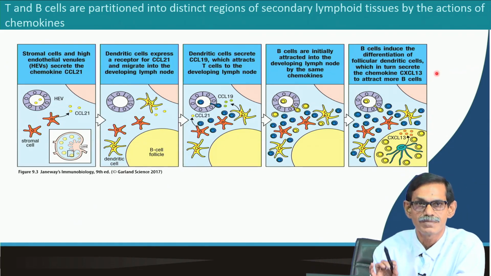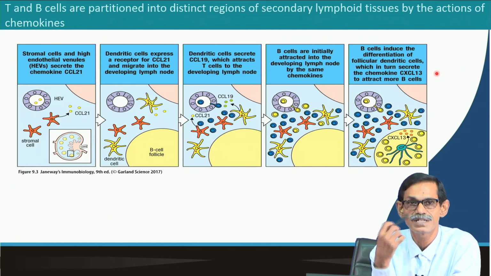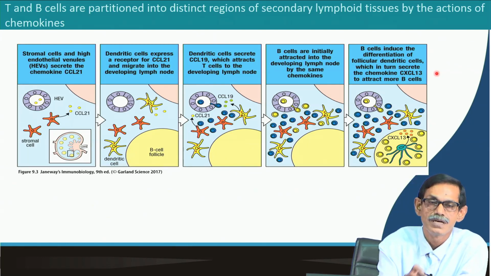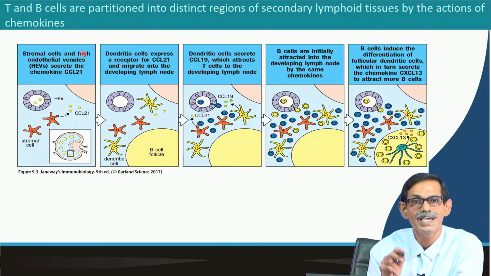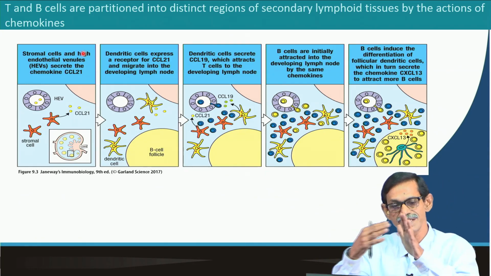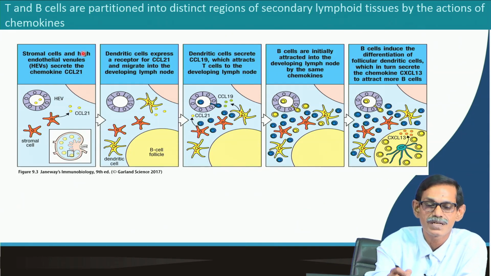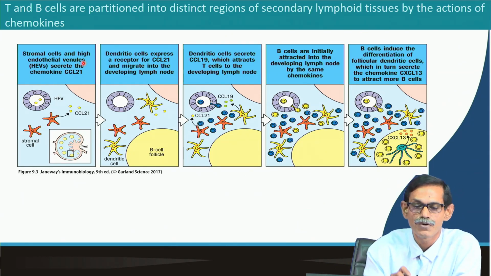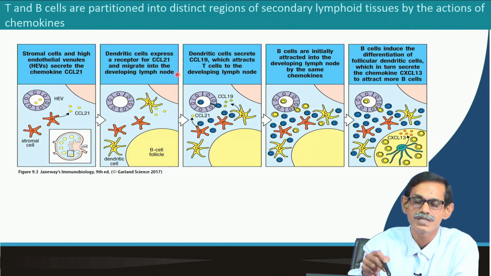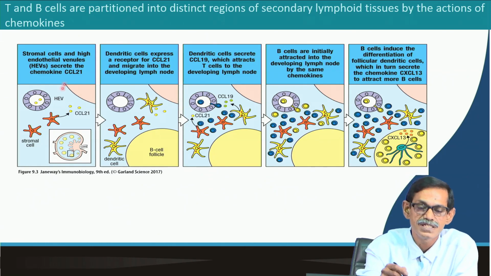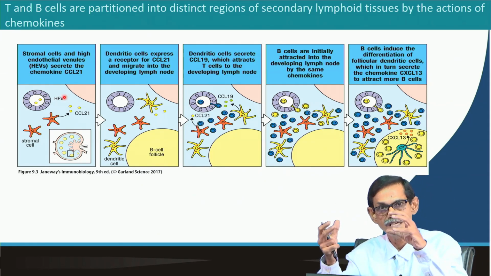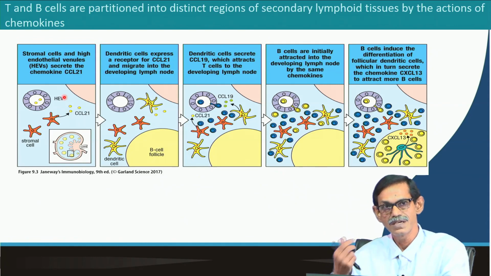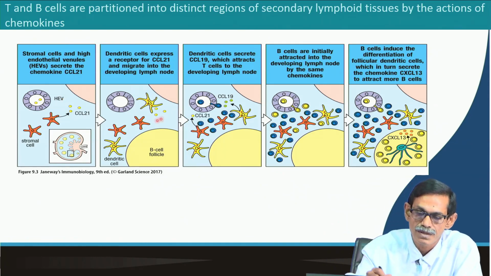You do not have to remember the names, but just to understand or get a feeling for what happened, you should go there. What it is saying is that the stromal cells and high endothelial venules, from where the B cell and T cell are coming, secrete one chemokine called CCL21. Okay. That CCL21 attracts dendritic cells. So these dendritic cells migrate to the developing lymph node. So, this CCL21 is released by the venules of that secondary lymphoid organ, which attracts these dendritic cells.